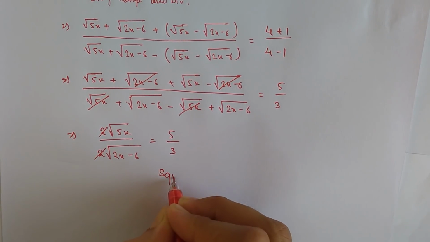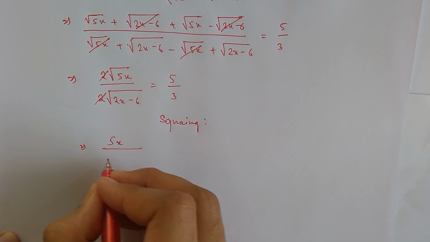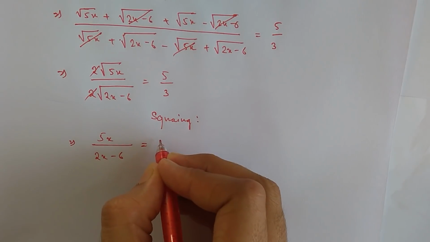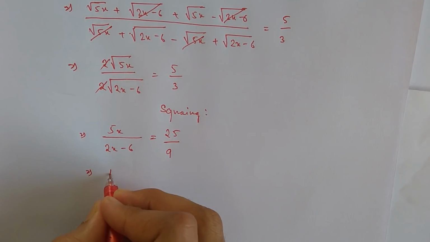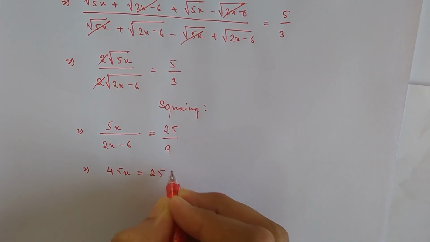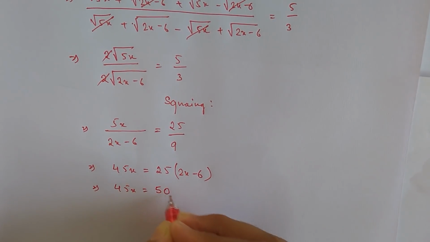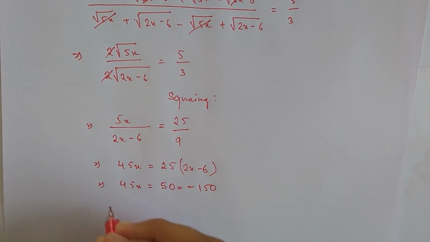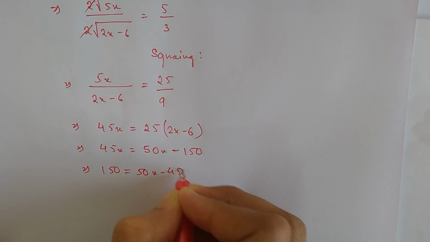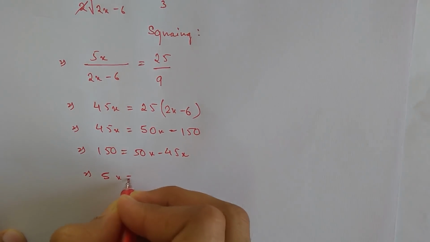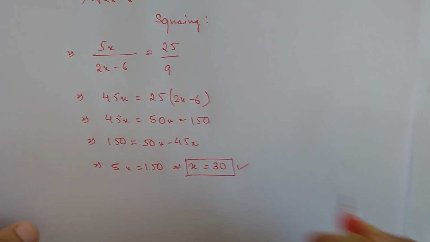Now we will square both the sides. Squaring, what do we get? 5x divided by 2x minus 6 is equal to 5 square is 25 and 3 square is 9. We'll cross multiply it. What do we get? 45x is equal to 25 into 2x minus 6, which is 45x is equal to 50x minus 150. Therefore 150 is equal to 50x minus 45x. Therefore 5x is equal to 150. Therefore x is equal to 30. Therefore the value of x is 30.